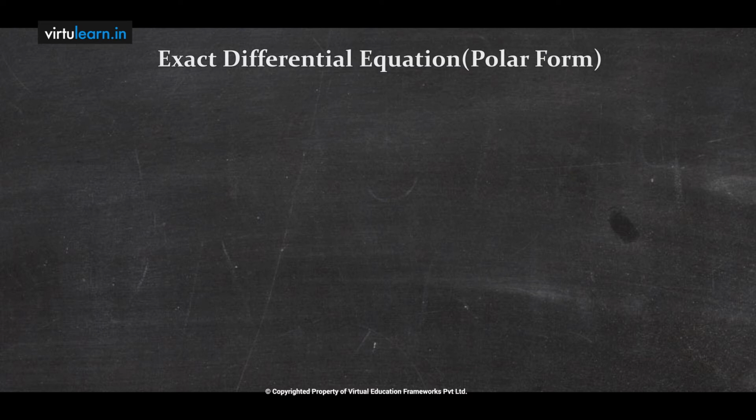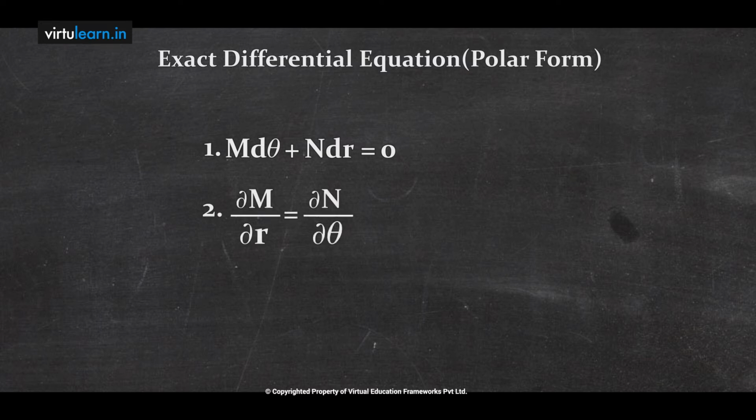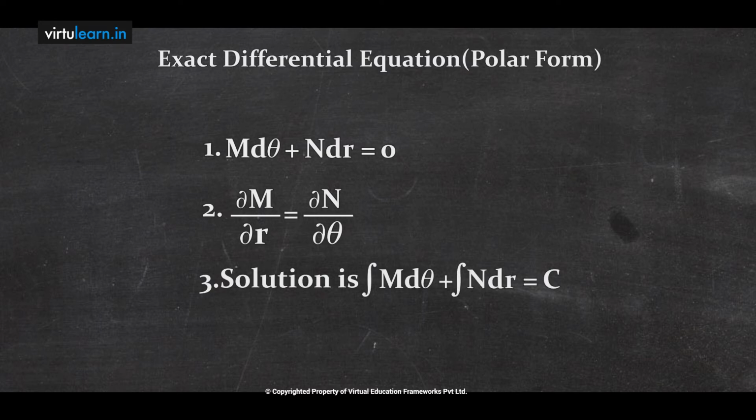What is the general form of the exact differential equation in polar form? Previously it was M dx plus N dy equal to 0. Now, M d theta plus N dr equal to 0. If you want to say this is an exact differential equation, then you have to check the exact condition: ∂M/∂r equal to ∂N/∂theta, and the solution is integral M d theta plus integral N dr. While integrating with respect to theta, treat r terms as constants, and integrate those terms which are free from theta when integrating with respect to r. This is nothing but the exact integration rule.